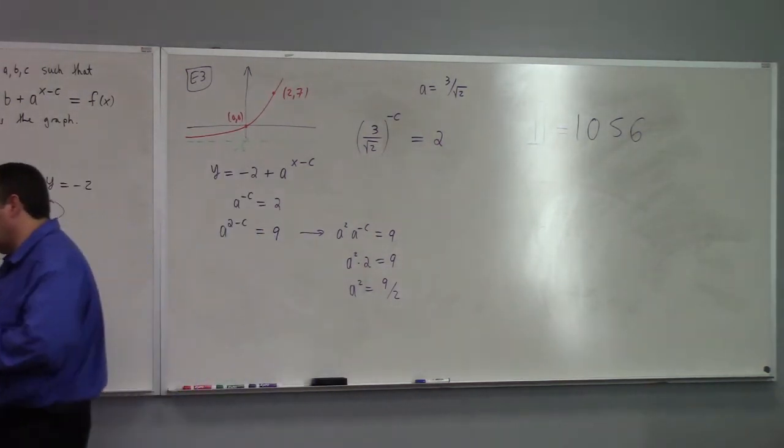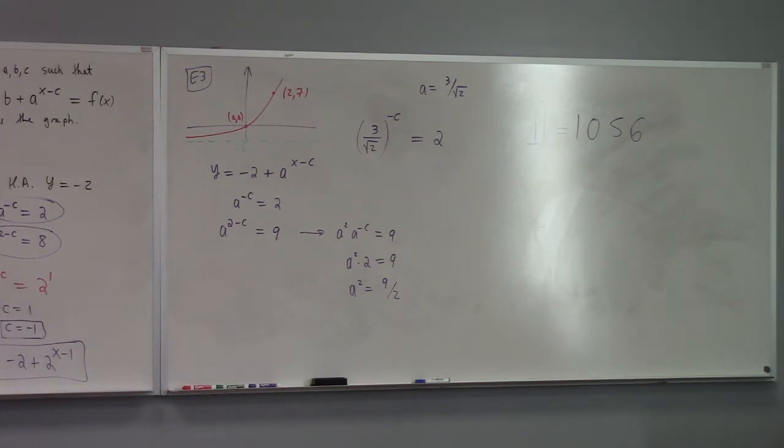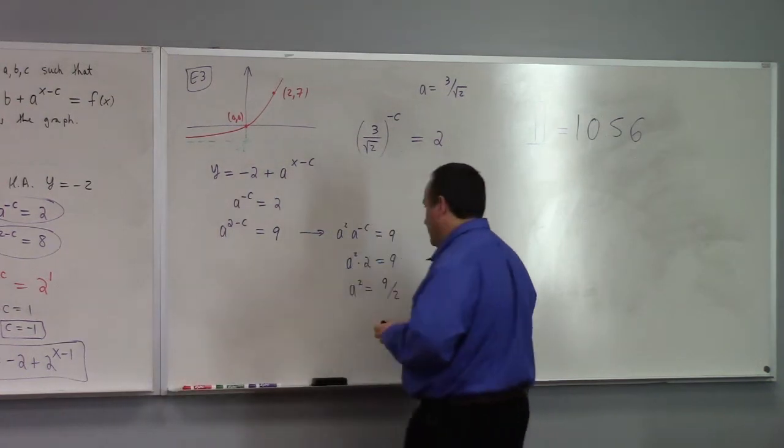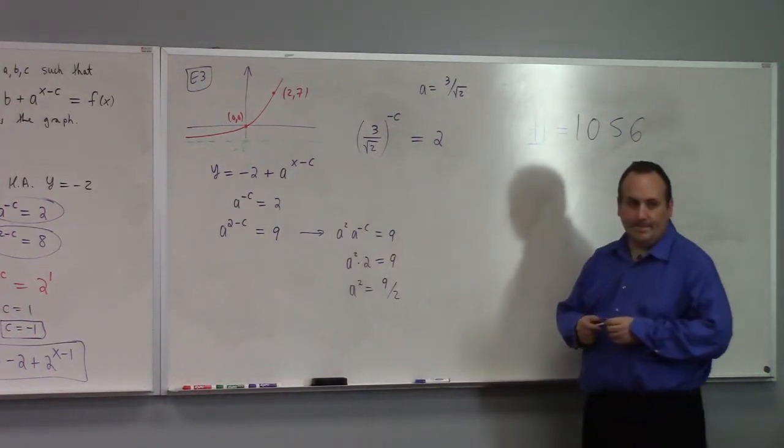Where did you get 3 to the square root? 3 square root. Oh, you got it, okay. Cool. What's that?